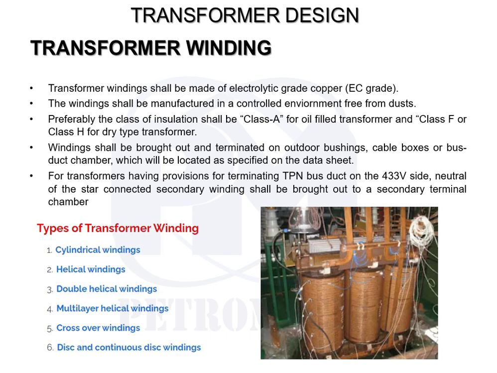As we can see, there are majorly 6 types by which we can classify the transformer winding. First is cylindrical winding, second would be helical winding, third double helical winding, fourth multi-layer helical winding, fifth crossover winding, and sixth, finally, the disc and continuous disc winding.